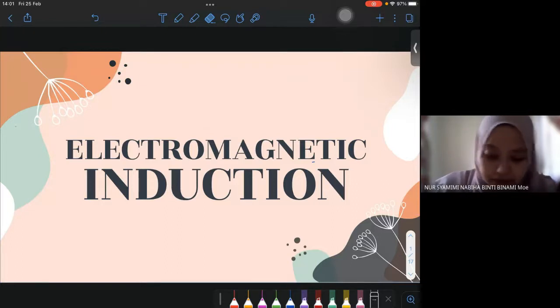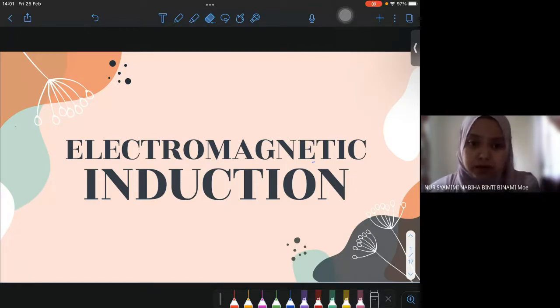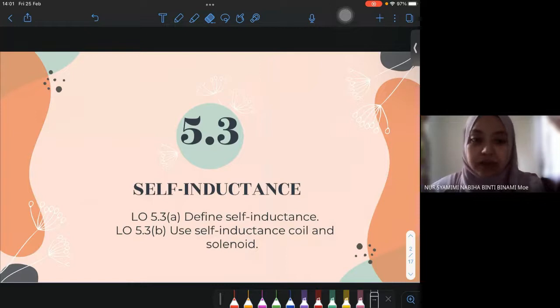Alright, so today kita akan sambung apa yang kita dah berhenti semalam. Today 1 jam sahaja from 2 to 3, so takkan panjang pun. But we will continue still in chapter 5, which is hari ini ialah 5.3 self-inductance. So 5.1 dengan 5.2 kita dah belajar what is induced EMF.